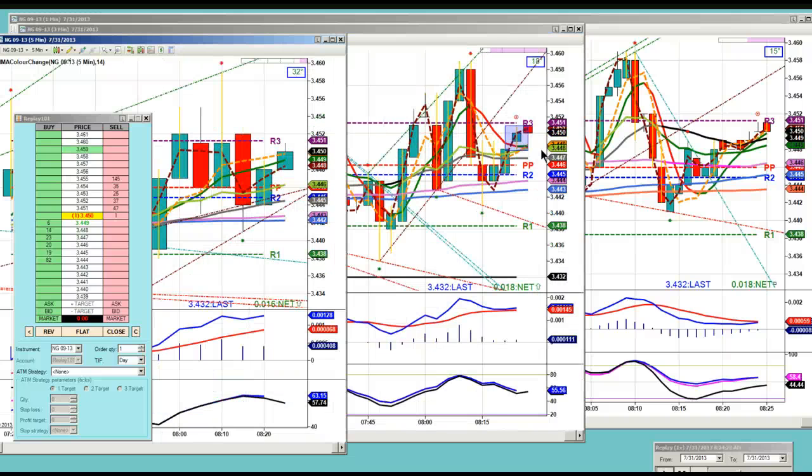What is the time showing on the chart? This is 8:25 in the morning.